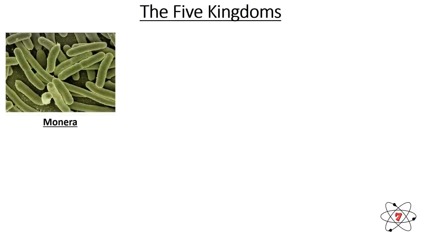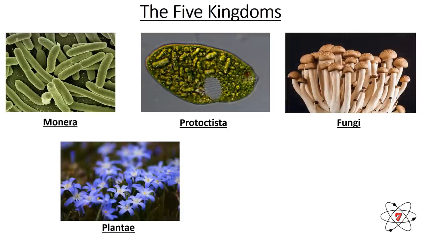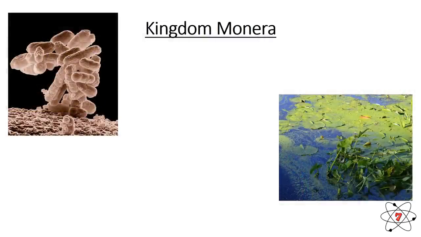So, the five kingdoms, we have something called Monera, Protocista, Fungi, Plantae, also known as plants in everyday language, and Animalia. Again, we would just call them animals in everyday language. If you look at these pictures, you can see there are some similarities and some differences, but if we go deep enough, we're going to be able to see what those differences are. The next kingdom we're going to look at is the kingdom of Monera.